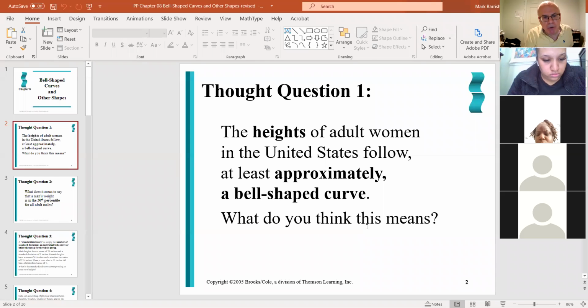Most people will be near the middle, and then it will tail off to women who are very short, and then women who are very tall. So the gymnasts, the professional gymnasts who are very short, they're going to be the ones tailing to the left, and then the adult women who are basketball players would be the tall ones, tailing to the right, and then most women will be in the middle.